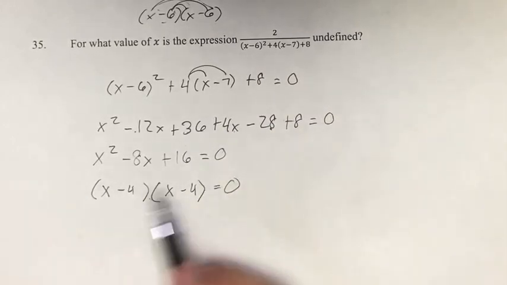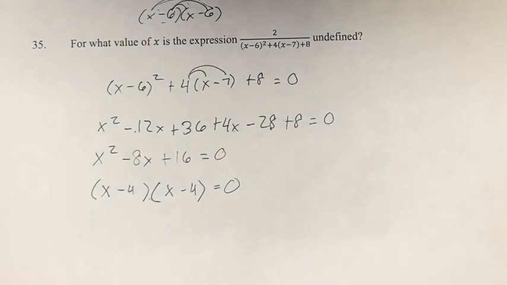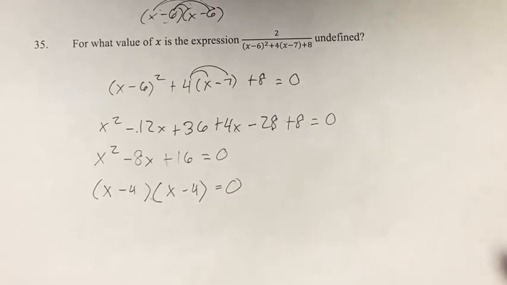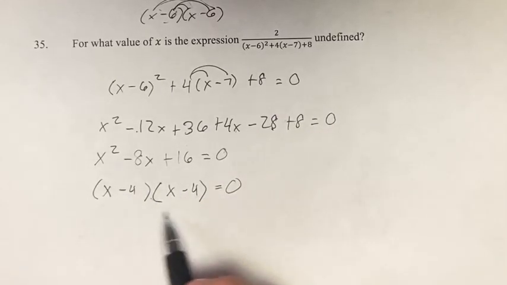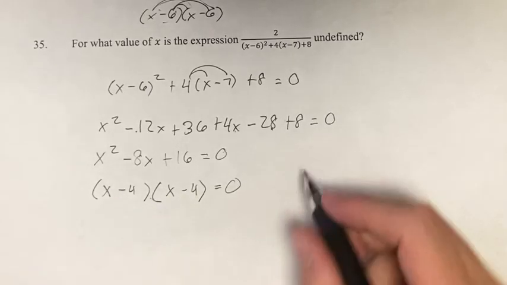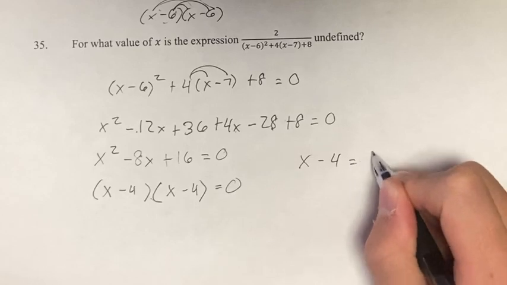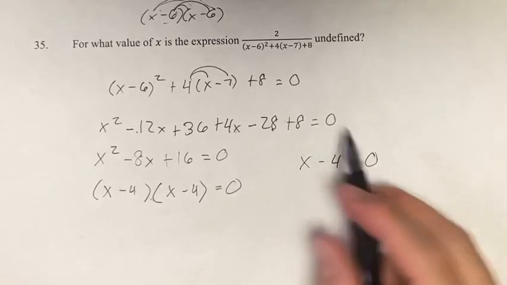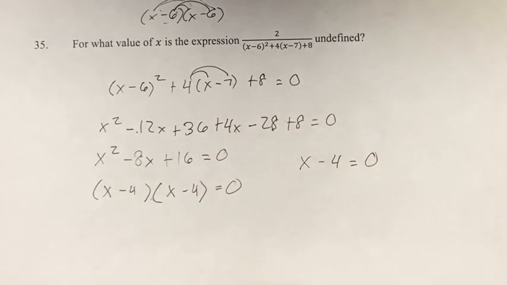If you didn't know this, then you could just find it by factoring the normal way, or by just using the quadratic formula. But noticing that it's a square right off the bat is going to be the fastest way to getting to this. And for this to be true, one of these has to be equal to 0. Of course, they're the same thing, so if one's 0, the other's 0. And the only thing we have to check is that x minus 4 has to be equal to 0. If this is true, then this is true, and therefore the function is undefined.